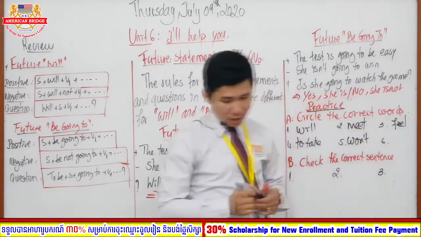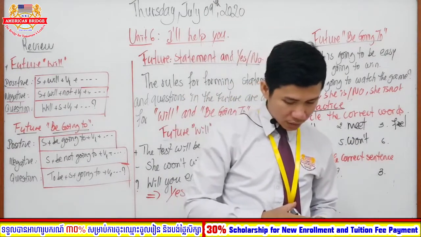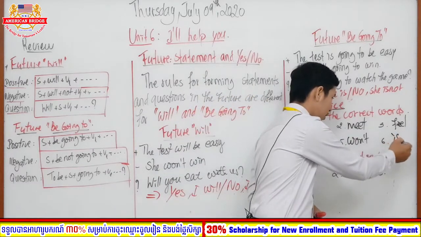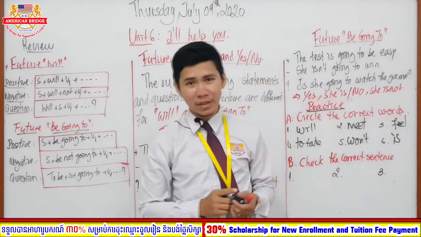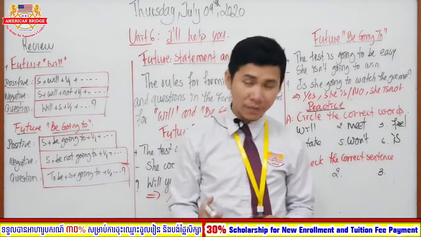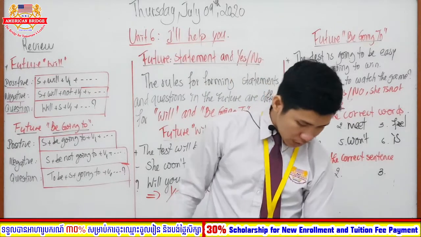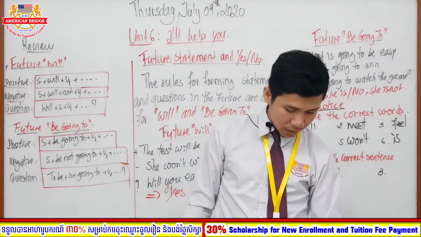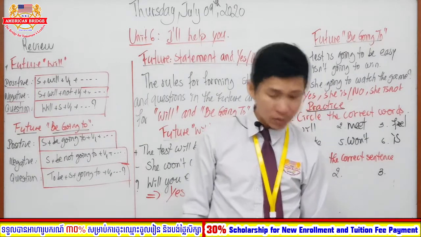Okay. How about number 6? "She is not going" or "she will not going." Okay, right. This is the correct answer because of what? Because we have the words "going to" after that, right? Okay. So right now, let's move to section B, check the correct sentence.